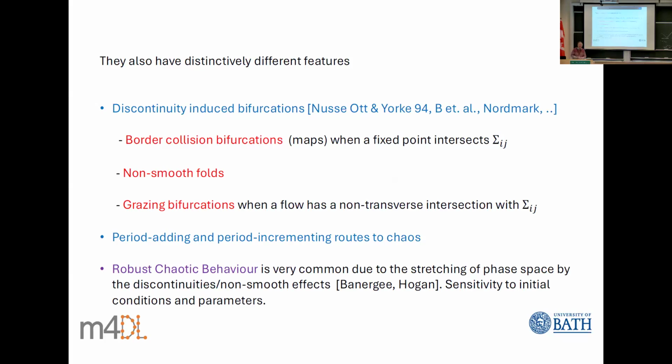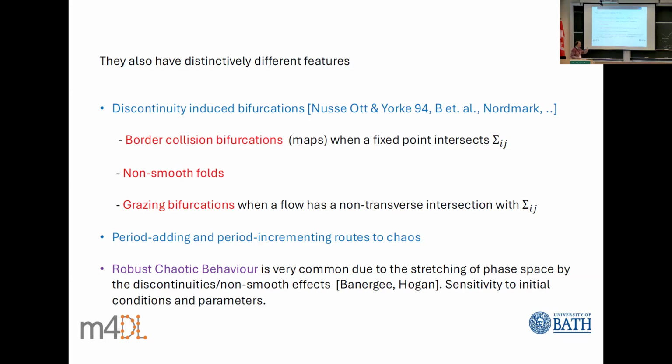So the border collision, which was defined by Ed in his paper, occurs where you might have a fixed point, either of a flow or a map, which, as you vary parameters, might be fixed, might be a periodic orbit, but part of it hits the manifold where the non-smoothness occurs. So that's an intersection of the omega limit set with the boundary. Non-smooth folds typically occur when you get fixed points colliding on the boundary. Grazing, where you might have a flow with a tangential intersection with the boundary. So these are points where the omega limit set interacts with the discontinuity.